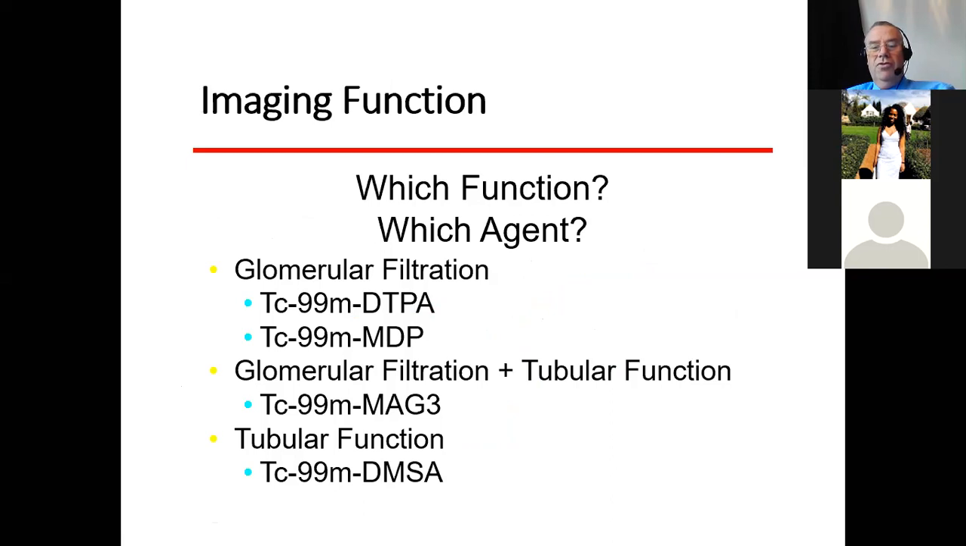If you want to look at filtration and tubular function, MAG3 is mixed. It's about 20% glomerular and 80% tubular. DMSA itself will look at tubular function. If you want to measure tubular function, then you need to use things like iodine Hippuran. But there's very little clinical use for that, so we tend not to do it.